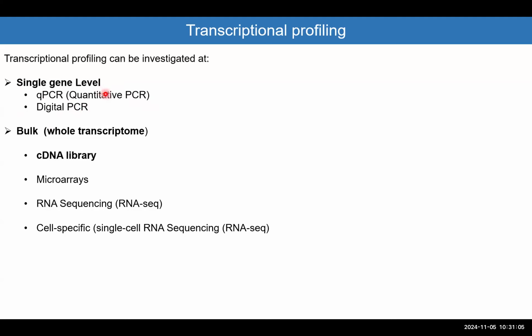Now, if you want to do a whole transcriptome analysis, you can do that in multiple ways. First, if you want to check the messenger RNA that is generated from 2 conditions, you can take the messenger RNAs and generate a cDNA library, and we discussed how we do a cDNA library before. Or you can do microarrays and RNA sequencing. And we will treat this in the next session. So for today, we're going to focus on the qPCR only.